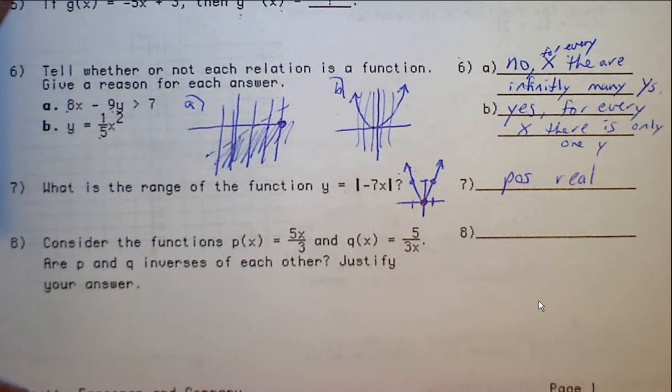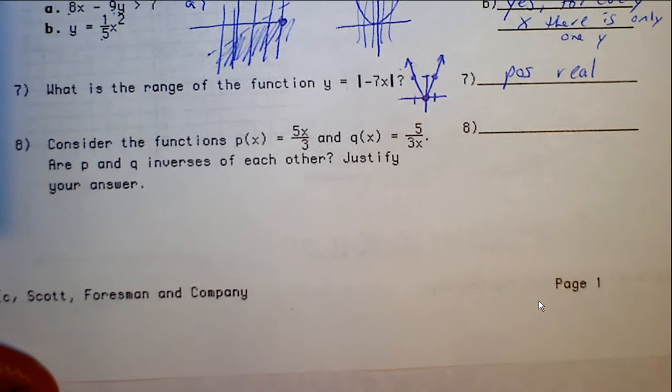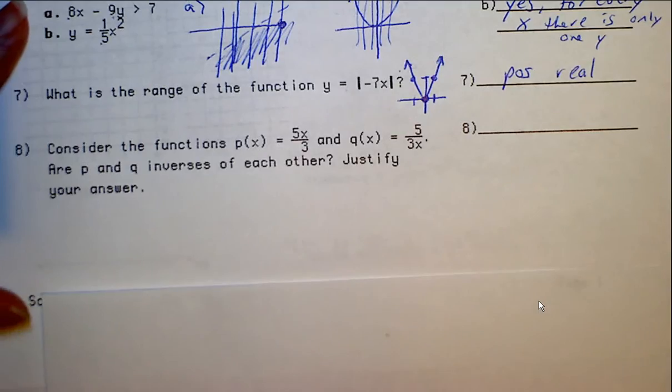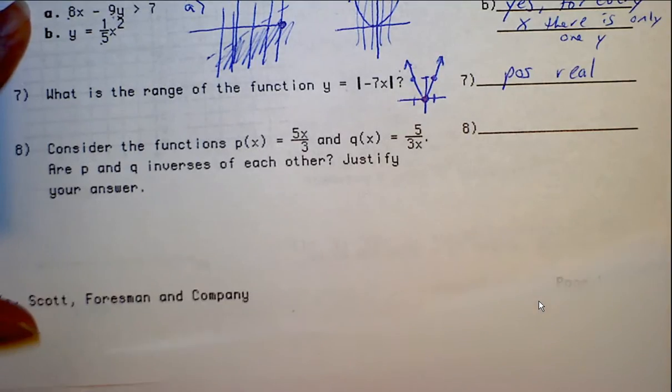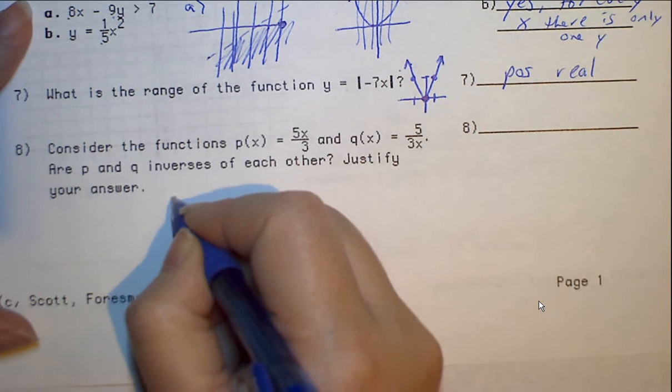Alright. Number 8 says, consider the function p of x is equal to 5x divided by 3, and q of x is equal to 5 divided by 3x. Are they inverses of each other? Justify your answer. So remember, to be inverses of each other, when you put them inside each other, they must equal x, right? So let's try it. We're going to do p of q of x.